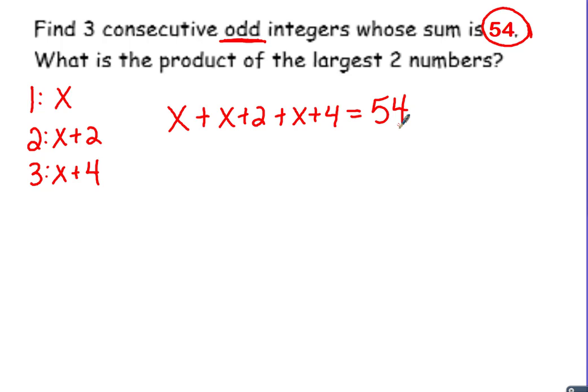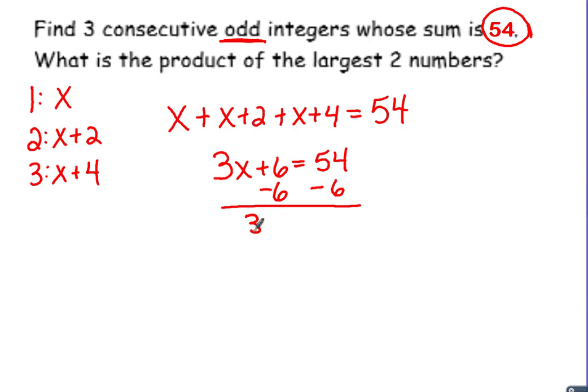Combining like terms, I get 3x plus 6 equals 54. Subtract 6. 3x equals 48. Divide by 3. X equals 16. So our very first number is 16, and then I need to add 2 to get 18, and then 4 to 16 to get 20. So those are my 3 numbers.